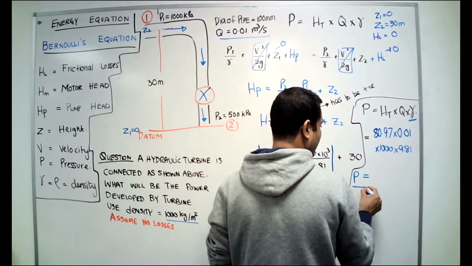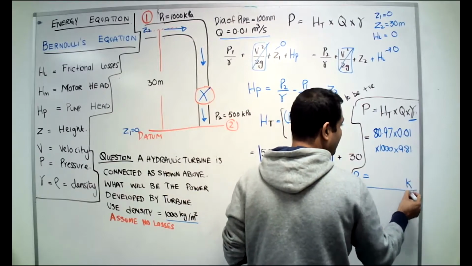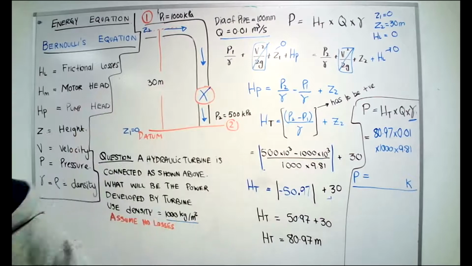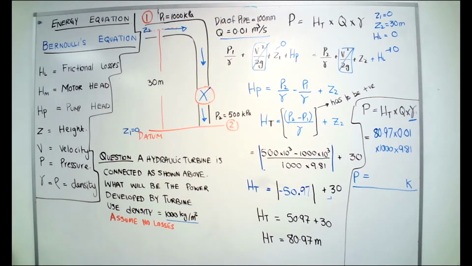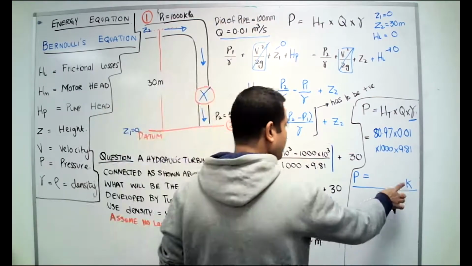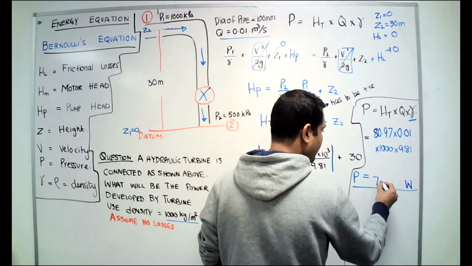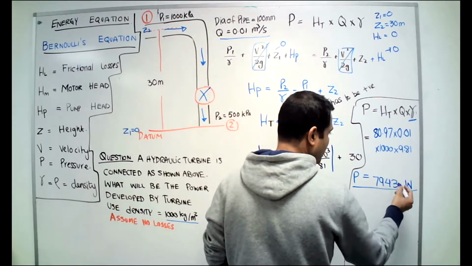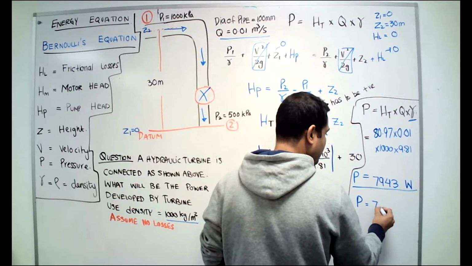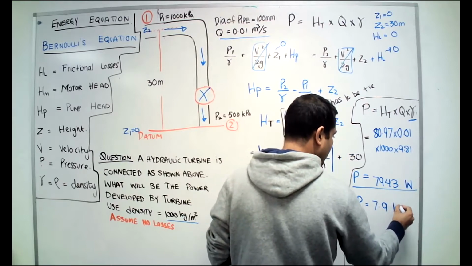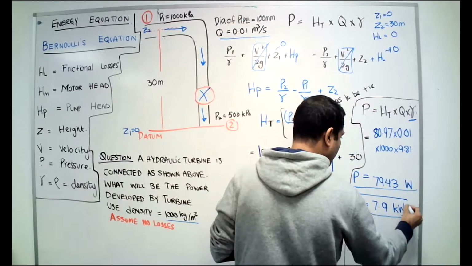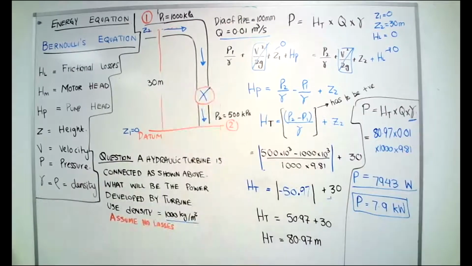If you do that, the answer you will get is in kilowatts or watts, so you need to write it down in either kilowatts or watts. The answer is 7943.57 watts, or you can write 7.9 kilowatts. So this is the power generated by this turbine.